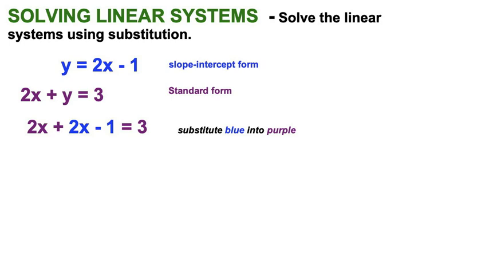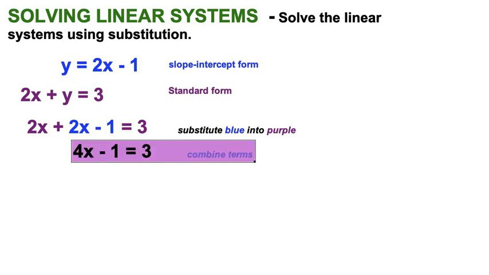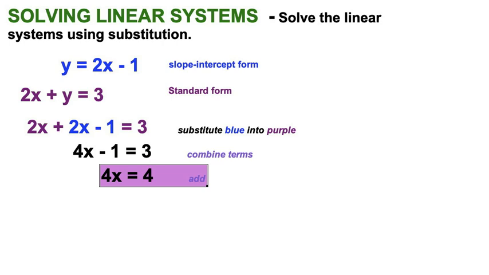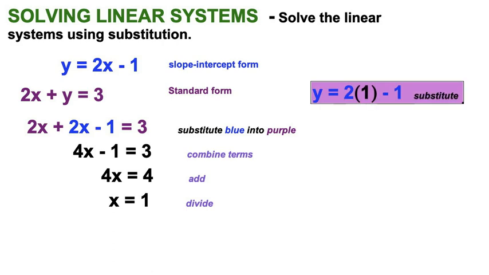Let's combine those terms. I've got 2x and 2x, that's 4x. And I can solve a two-step equation easily enough. Add 1 to both sides of the equation, and then we'll do our division. Divide both sides by 4. How easy is that? Now that gives us an answer for x.